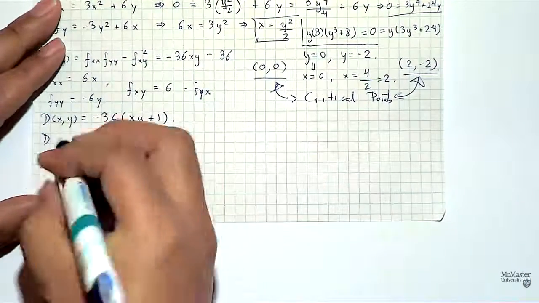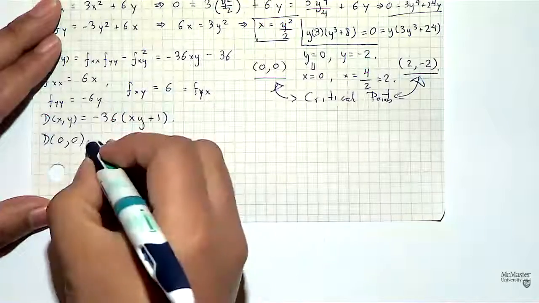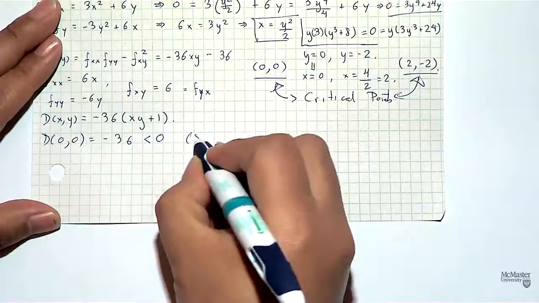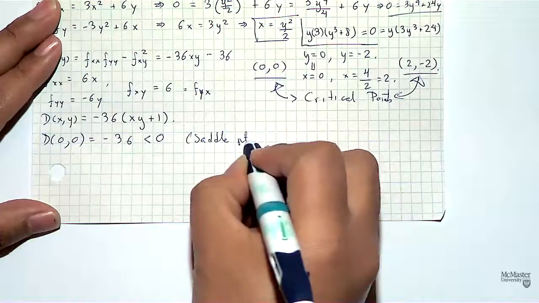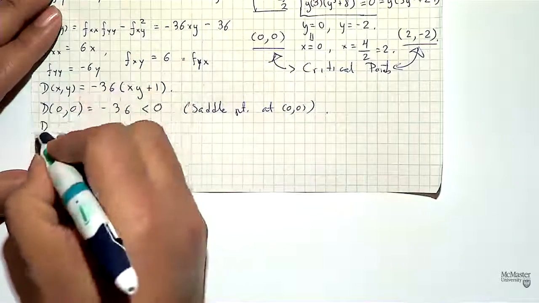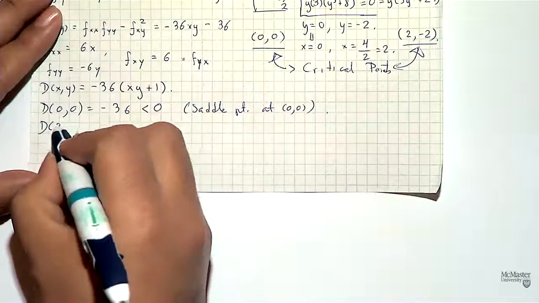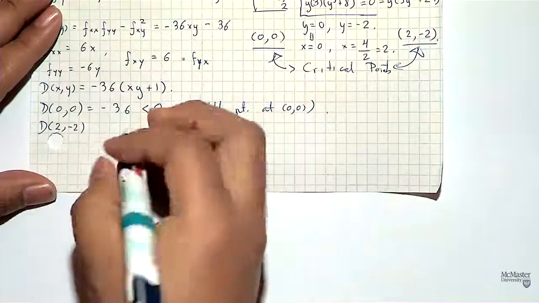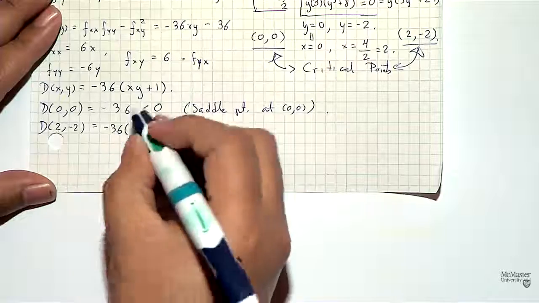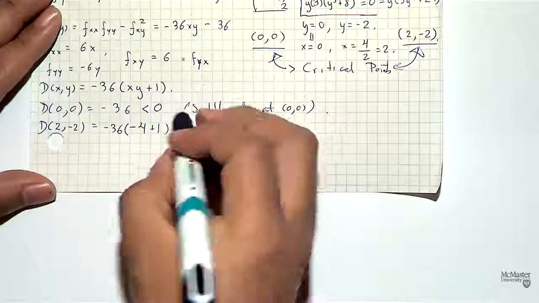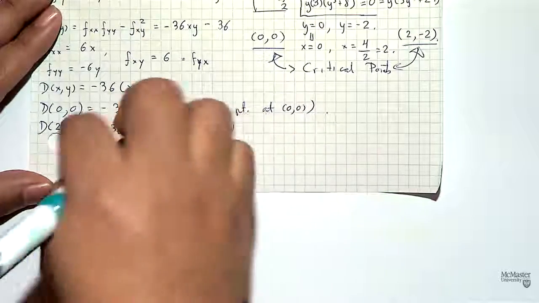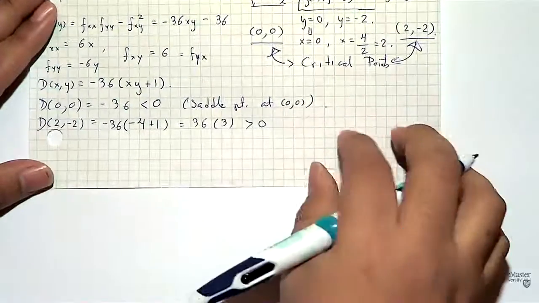Now, D at (0, 0), this term vanishes, and you have minus 36, which is negative. In that case, you have a saddle point at the origin. Now, let's say that you have the other point, (2, minus 2). So actually you could go back. Well, so minus 36, this is minus 4 plus 1. But you have 36 times 3, so you have minus 3 and so on. You have the plus. The important thing is the sign.